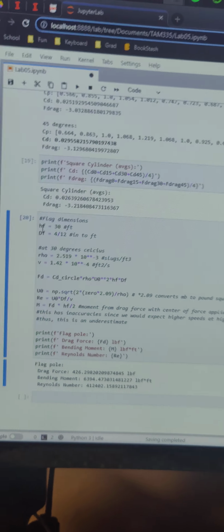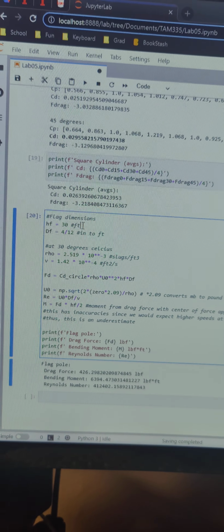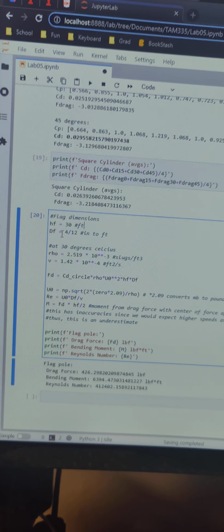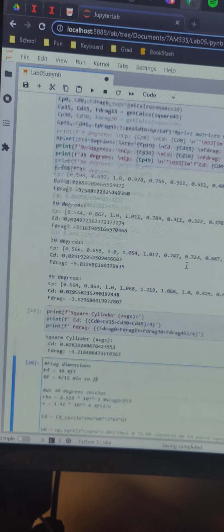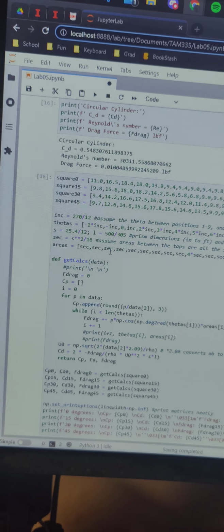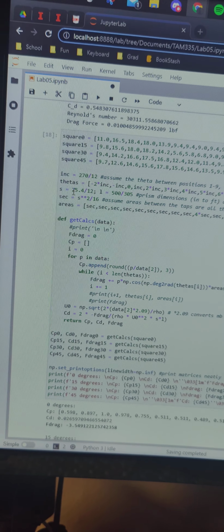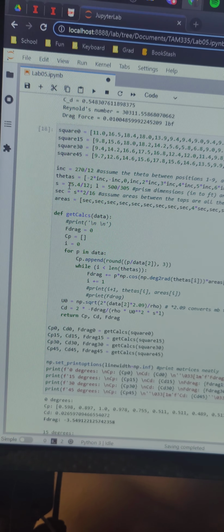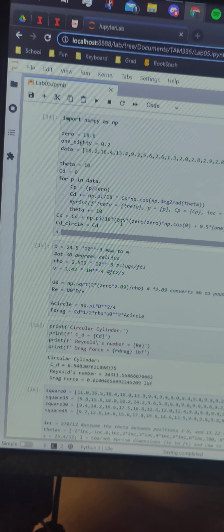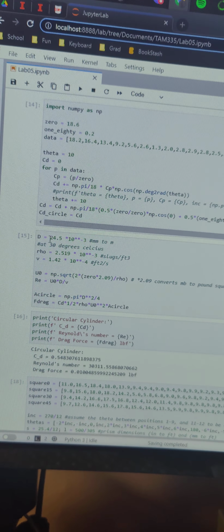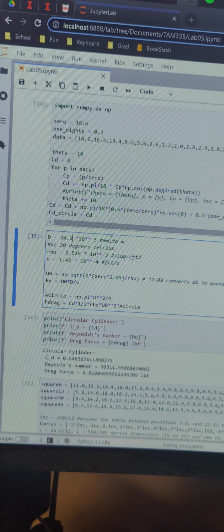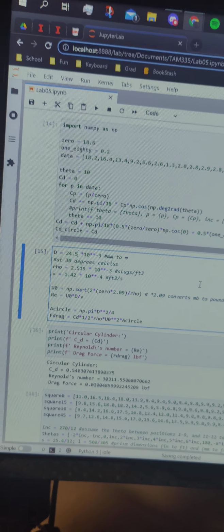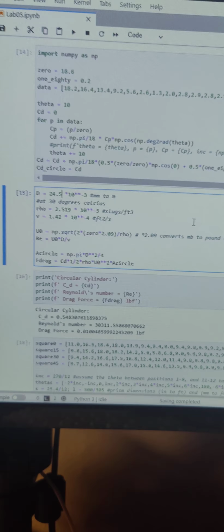And now all these numbers are so much larger because on our flag here, we just have a much larger surface area for the wind to be hitting, where we have a height of 30 feet and a width of 4 inches on that diameter, compared to our circular cylinder, with a diameter of less than 25 millimeters and a height of 50 millimeters. But yeah, that's all. That's crazy.